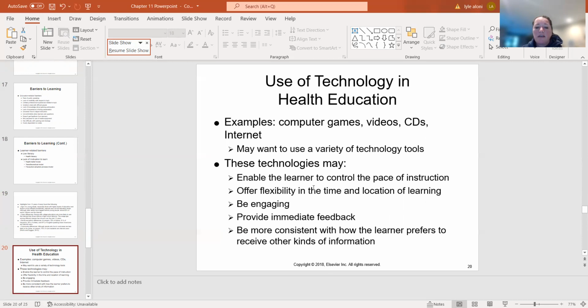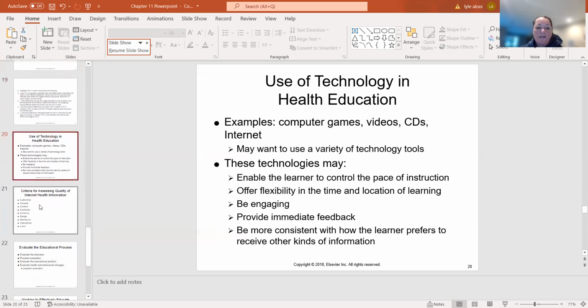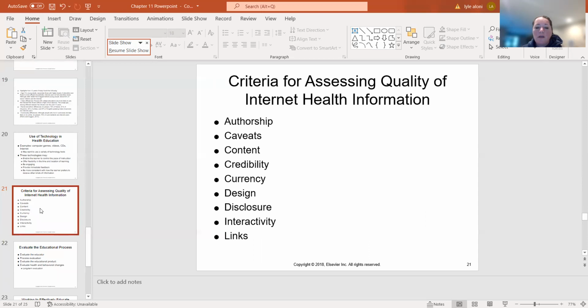Sometimes technologies can let them be engaged, provide feedback. It's more consistent to how the learner likes to use the information. When we're looking at quality of internet health information, we spoke about this in class previously. You really want to look at the content and credibility.